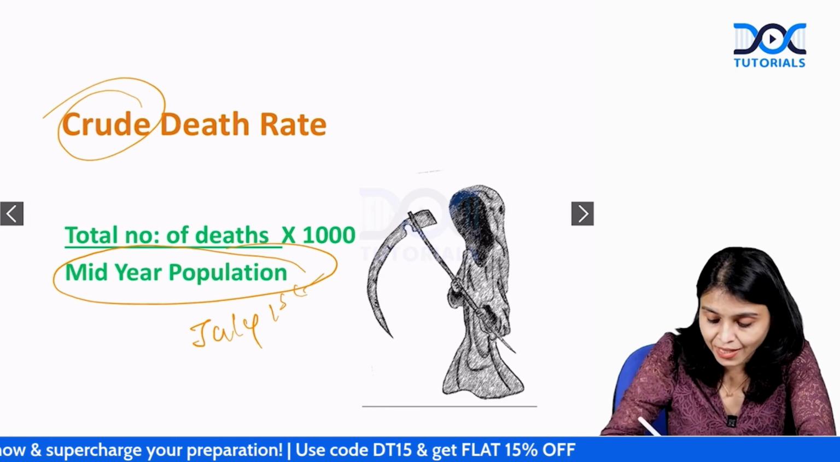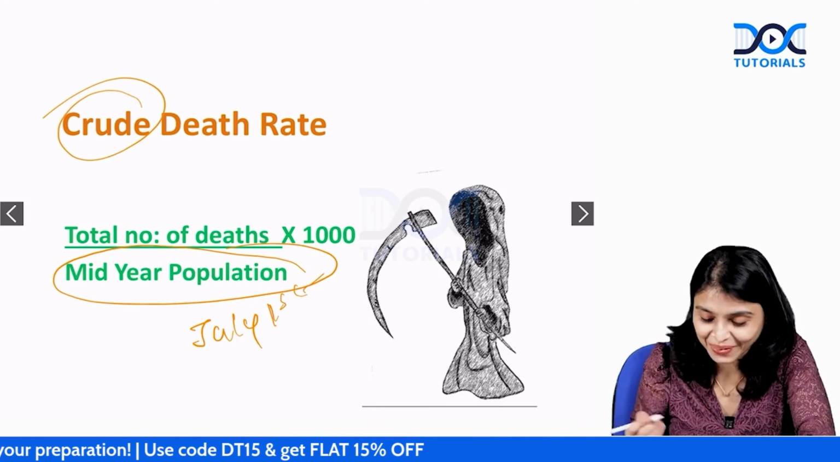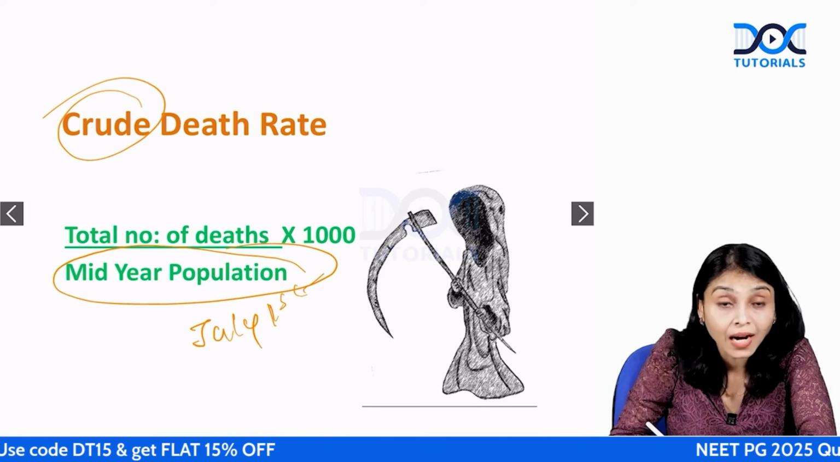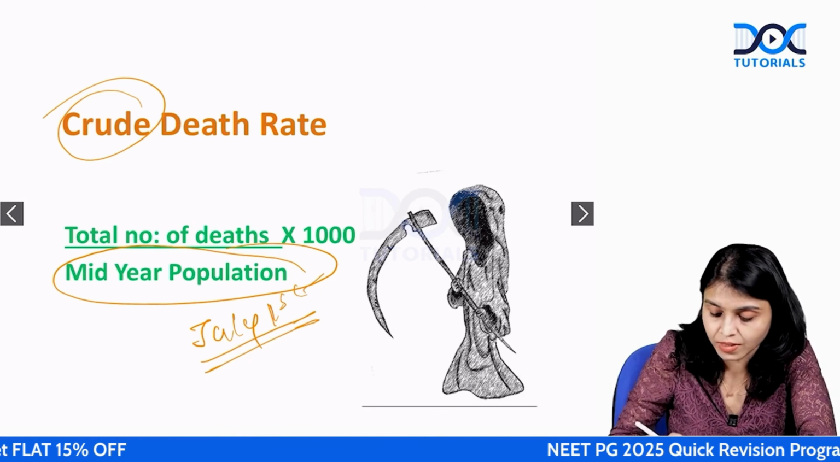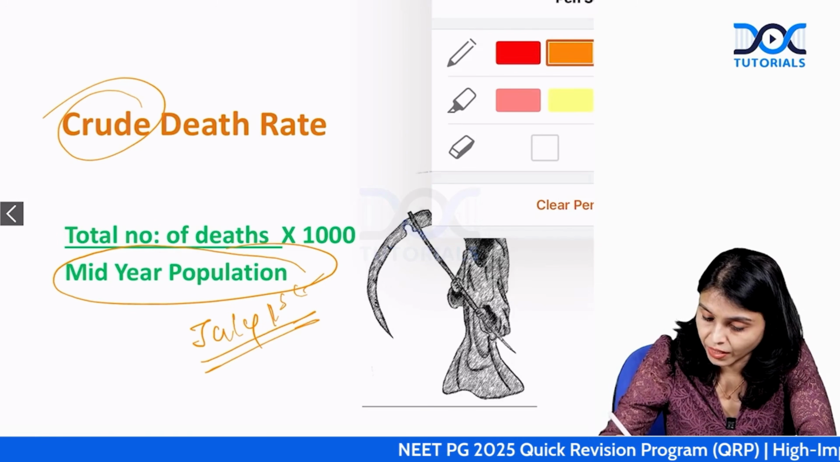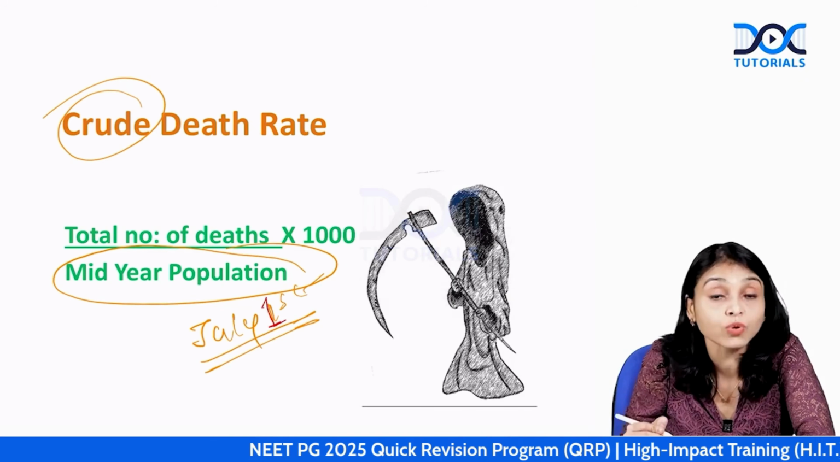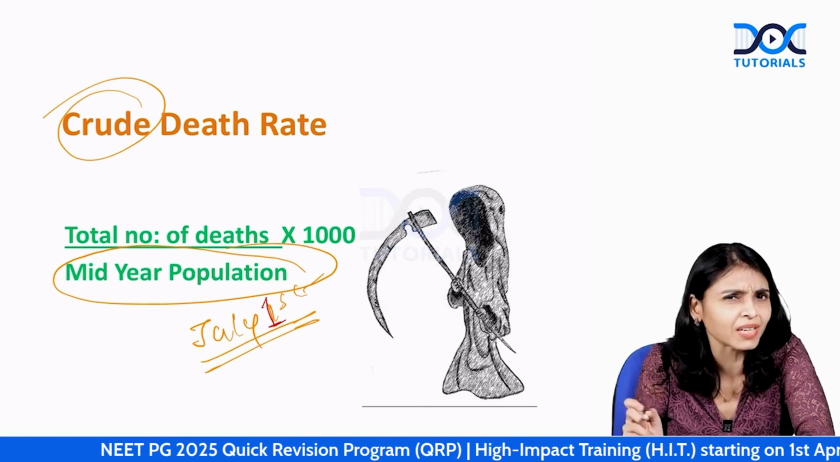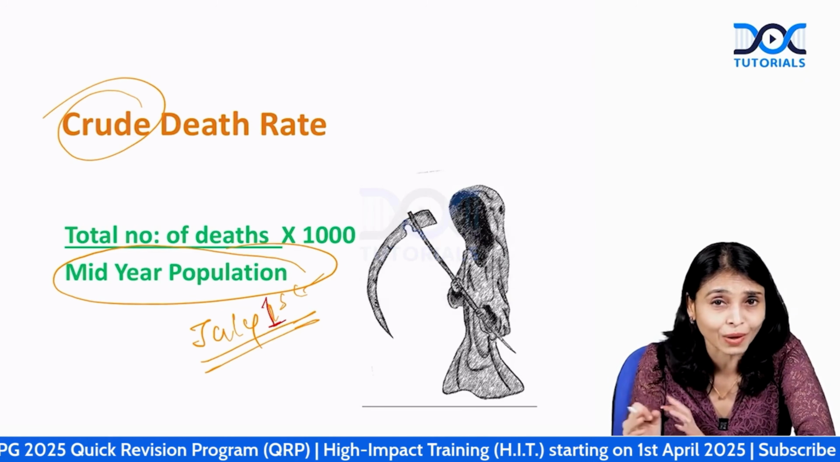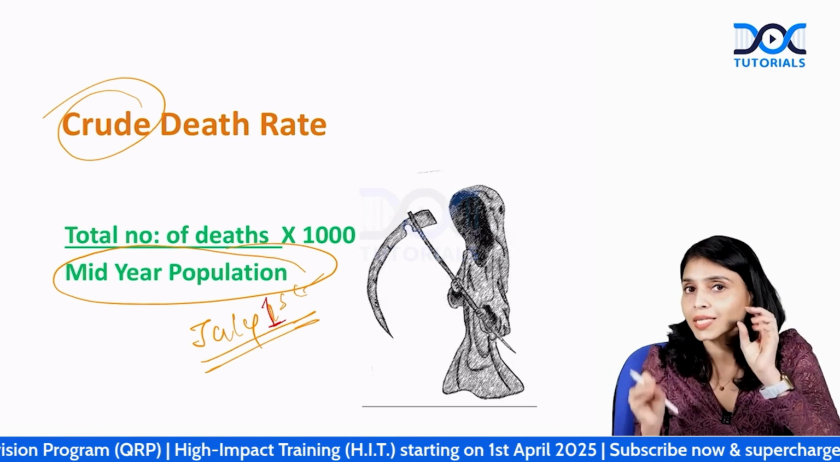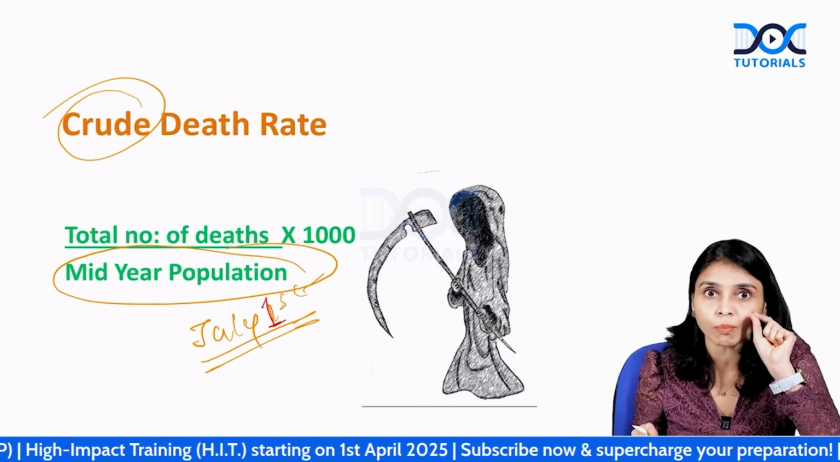If I'm directly asking you, you may be giving me a lot of options, I know. It's just one day, which is, I hope you're able to read, July 1st. If you're unable to read, let me write it properly. July 1st is the mid-year population. Whatever I write here is an MCQ. It's a QRP session, so I will not be giving you unnecessary things, only the most important MCQs.